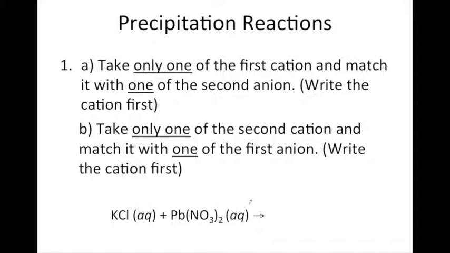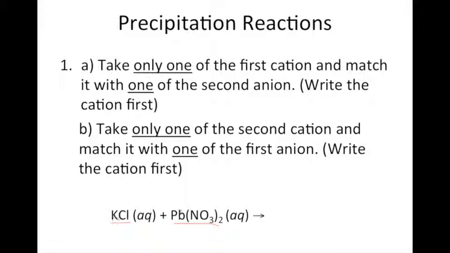So let's say that we start with potassium chloride and lead(II) nitrate. First thing we need to do is predict the products. So you'll take only one of the first cation and match it with only one of the second anion. And then, of course you write the cation first, you'll take only one of the second cation and match it with only one of the first anion. So let me show you what I mean.